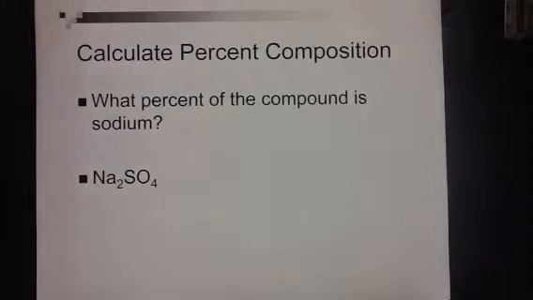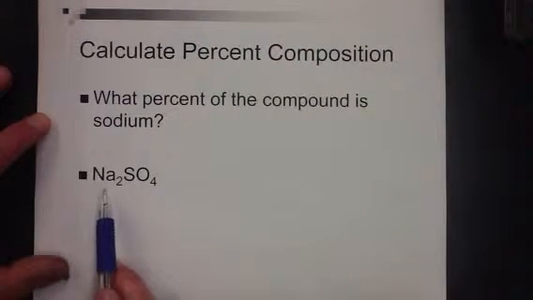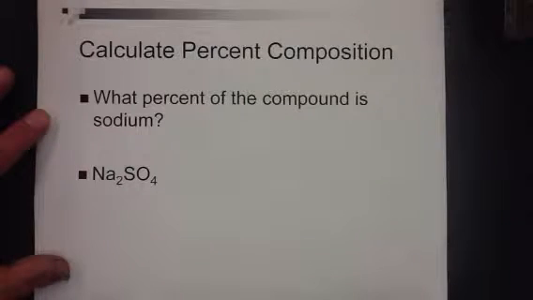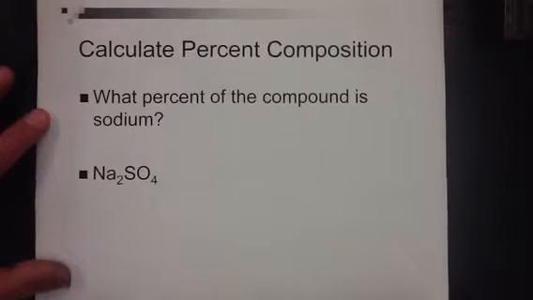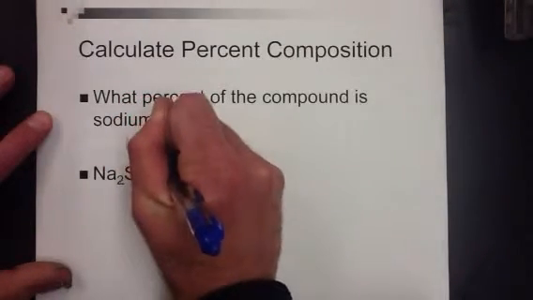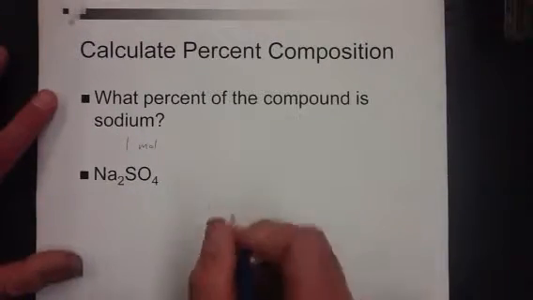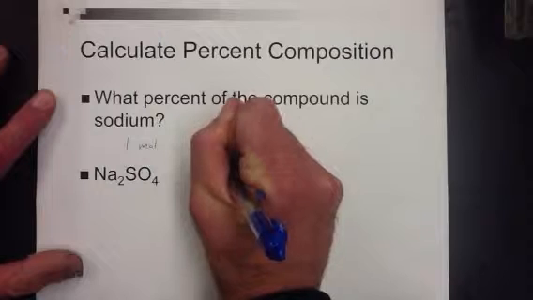Here's another percent composition problem. This one's a little bit different, because this one, rather than giving us the mass of each substance, they just give us the formula. So we have the formula Na2SO4, sodium sulfate. The easiest way to do this type of problem is to assume we have 1 mole. If we have 1 mole of this substance, then we can use the molar mass.